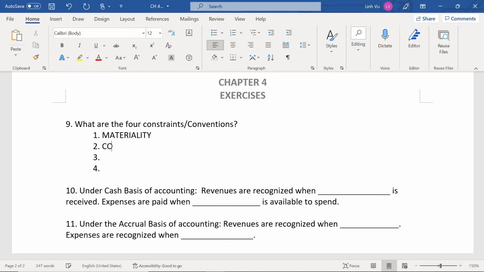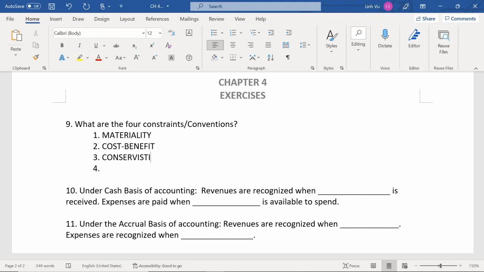Cost benefit, right? When you have to weigh your options for alternative selections, whether you want to choose this over this, how much is it going to cost me, what's the benefit of it, and what are the alternative options. Okay, good. And then next one, conservatism.